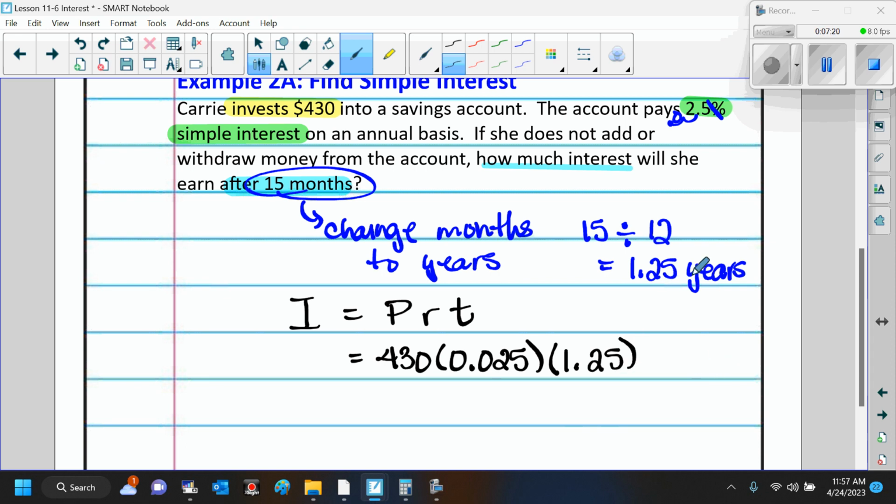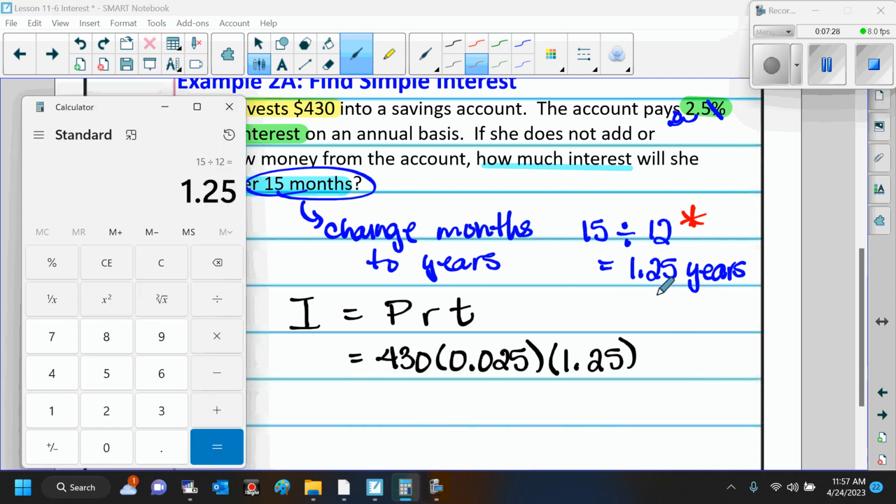Now, I do want to tell you something about this. If you do a division and you get a repeating decimal, like let's say I had 13 months. 13 divided by 12, look at the decimal that we get. See, it's a repeating decimal? If you have a repeating decimal, then you have to keep it as a fraction. And I'll show you how to do that also.